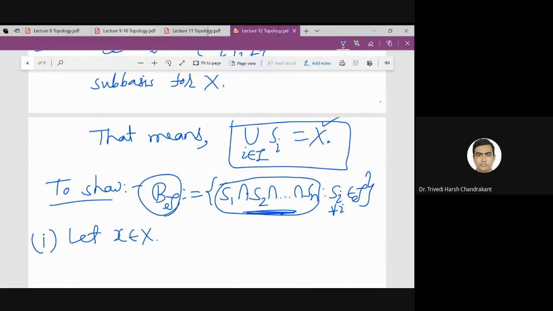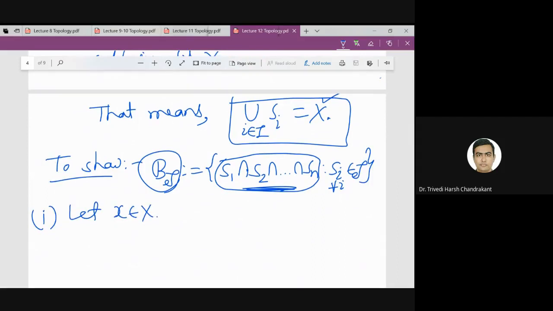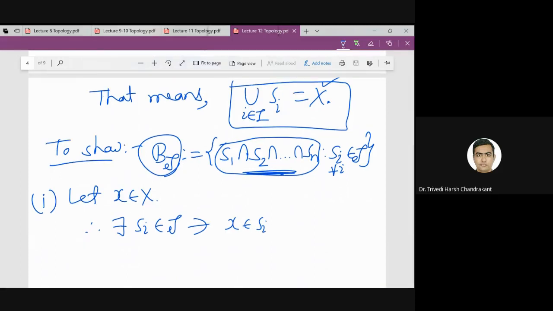So since x belongs to X, can I say there exists Si in S such that x belongs to Si? Yes, sir. How can we say that? Because X is the union of Si, yes, the union of Si is X. So that means if I take any element of X, there exists some Si which contains that x.